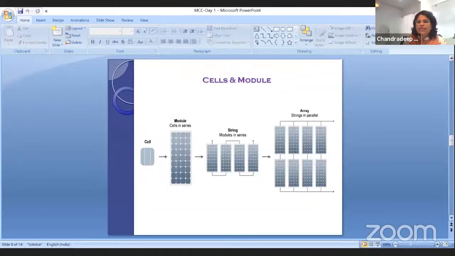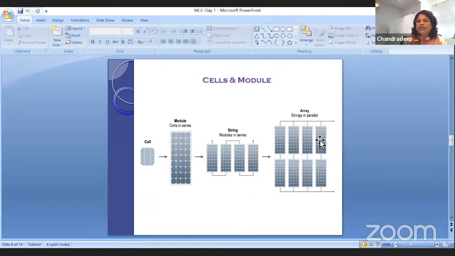So as I said, we have different terminology. Single cells are converted into a module when many solar cells are connected in series. Always they are connected in series, we call that a module. And if many modules are connected in series, we call it a string.